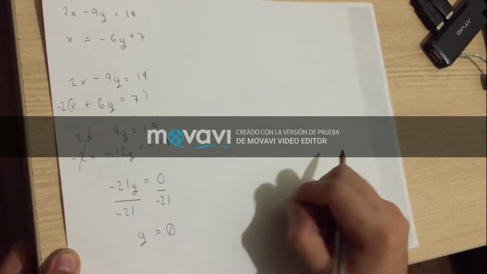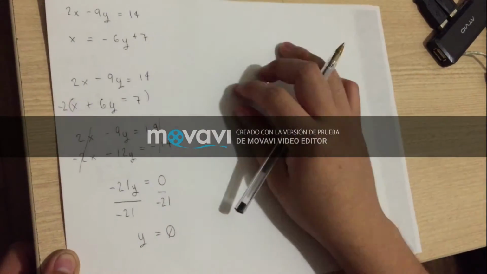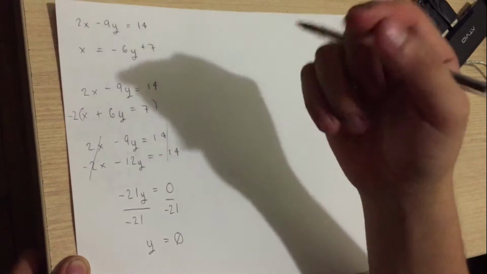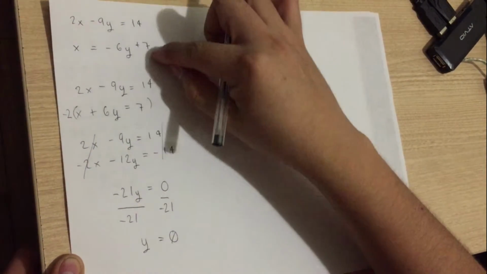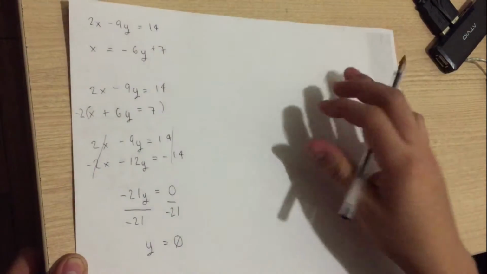Now we have to replace this for this. We're gonna pick one of these two variables. I'm gonna grab the one on top since I think it's easier. You could also use this one, but I will use this one. I like it.